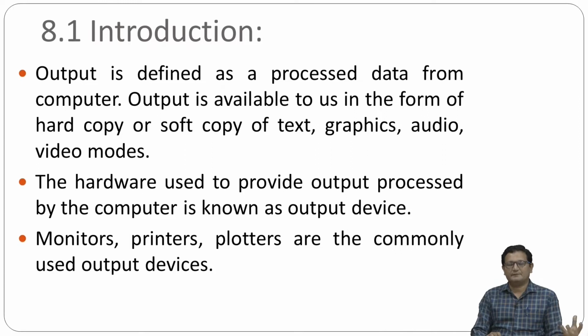If we want to obtain some information from the computer system, we need to use several devices, and those devices are known as output devices. Monitors, printers and plotters are commonly used output devices. A plotter is a very giant printer. Suppose you want to print a huge civil diagram made by a civil engineer, then you can use a plotter.